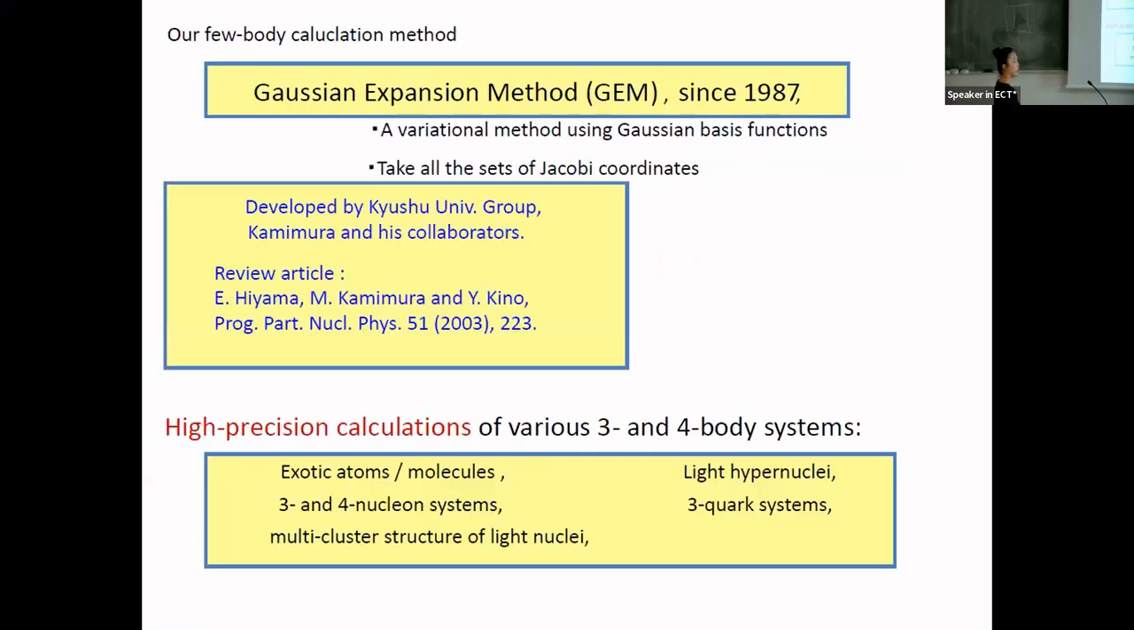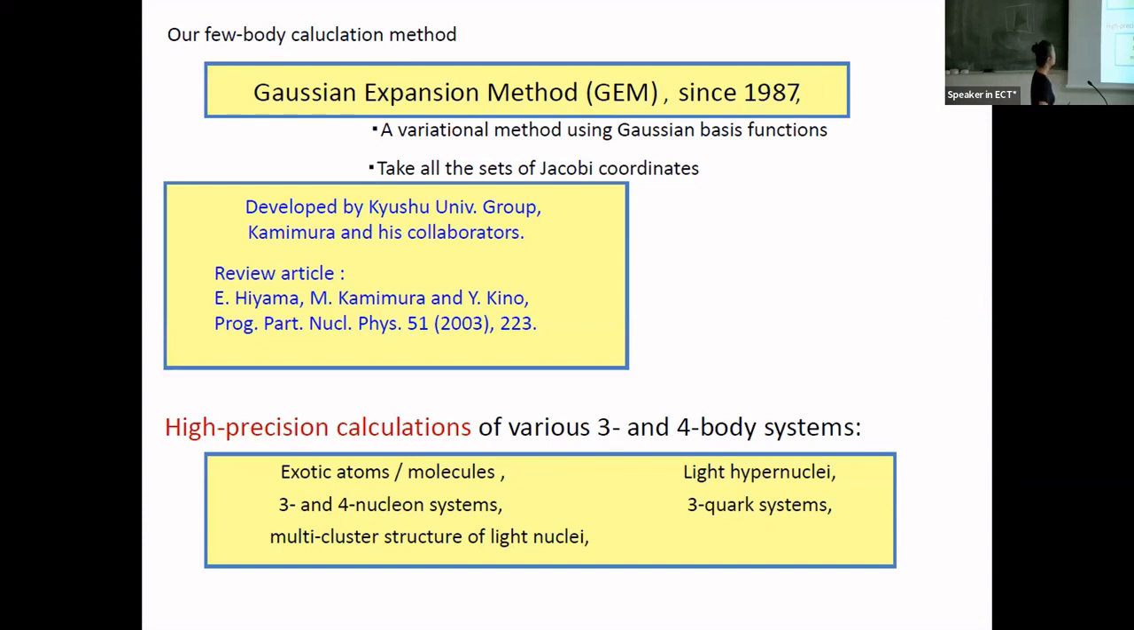Now let me explain my method. I am a few-body physicist. In order to calculate three- and four-body problems very accurately, we take the Gaussian expansion method, which is a kind of variational method using Gaussian basis functions. In this method, we take all sets of Jacobi coordinates, which was developed by the Kyushu University group, namely Kamimura and his collaborators, including my method.